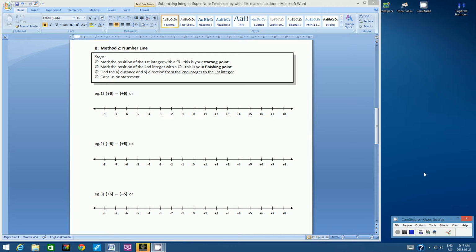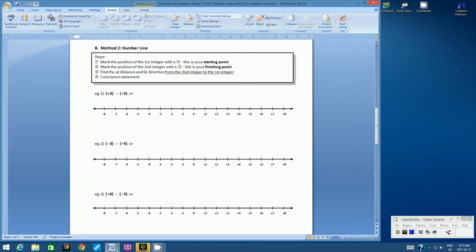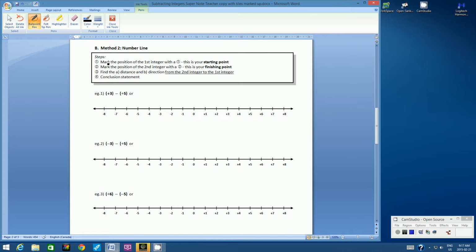Alright, let's have a look at the steps. Step number 1, mark the position of the first integer with a 1. This is your starting point. Okay, easy enough. Number 2, mark the position of the second integer with a 2. This is your finishing point.